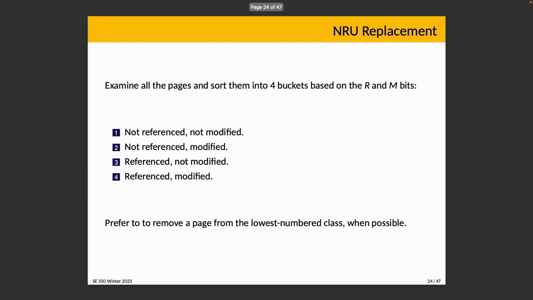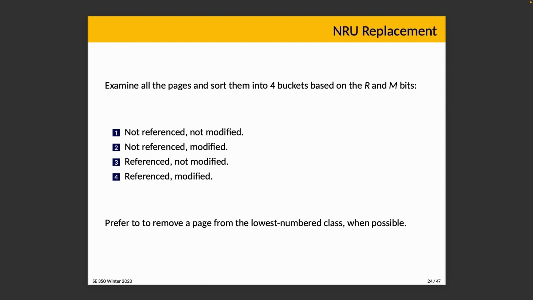Now, let's say that we have a page to replace. So we'll examine all of the pages and we'll sort them into 4 buckets based on the R and M bits. Number 1, not referenced, not modified. So it hasn't been used recently and it hasn't been changed. Number 2, not referenced but modified. So it hasn't been used recently but it has been changed. Number 3, referenced and not modified. So it's been used recently but has not been changed. And then there's referenced and modified. So it has been used recently and it has been changed. And we prefer to remove a page from the lowest numbered class when possible.